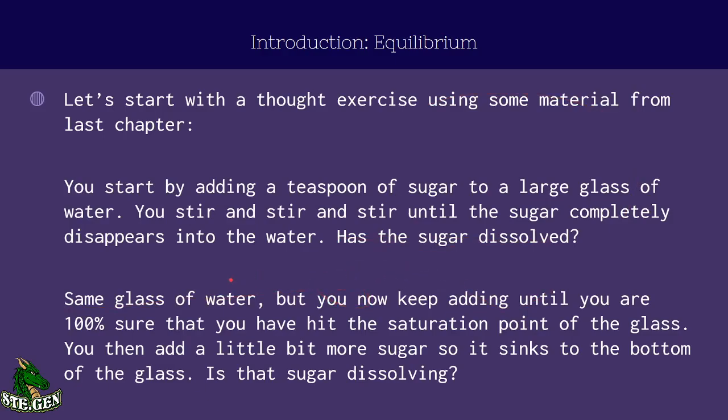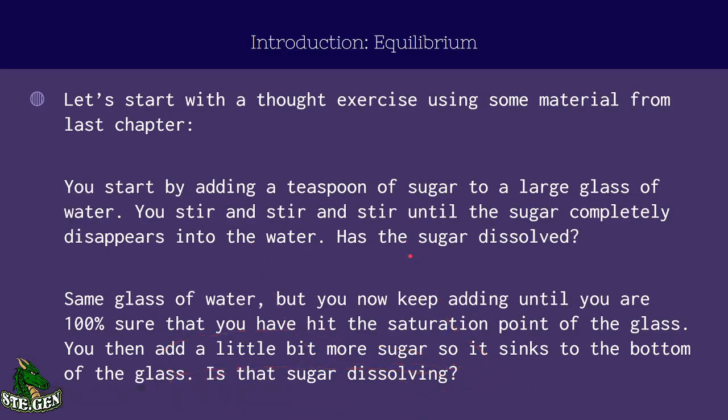And then you take the same glass of water, but now you keep adding until you are 100% sure that you have hit the saturation point of the glass. You know for a fact that you could not get any more sugar into it. And then you add a little bit more sugar, so it just sinks to the bottom and doesn't dissolve.